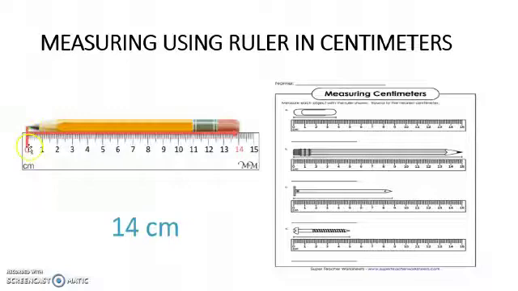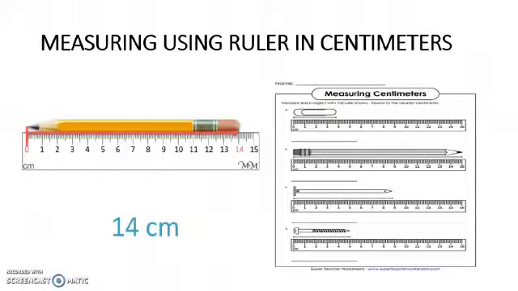You can see here, place the pencil tip on 0 exactly and then see where it ends. It ends here at 14. So the measurement of this pencil is 14 centimeters. We just have to remember, whenever we are measuring, the object should always be kept at exactly 0 of the centimeter scale. And similarly, you can see here, it's a paper clip.